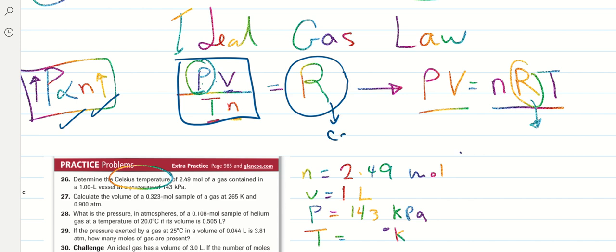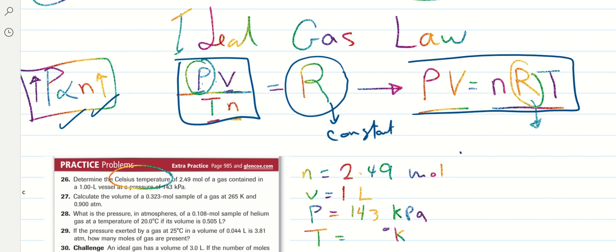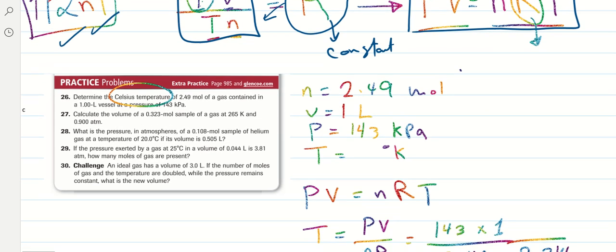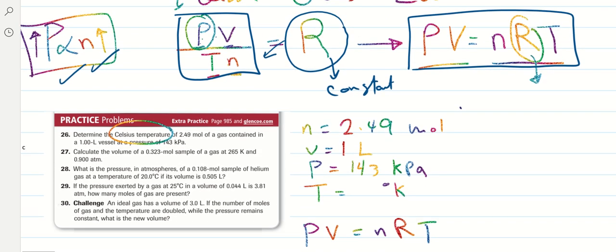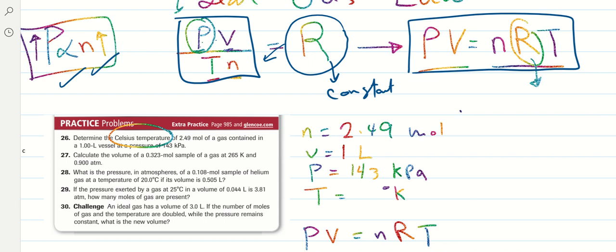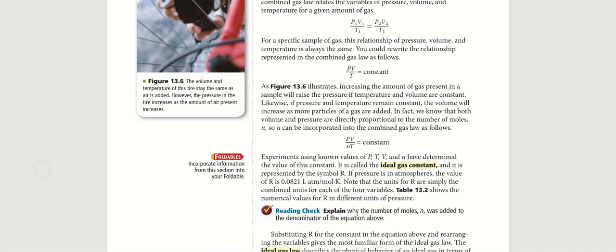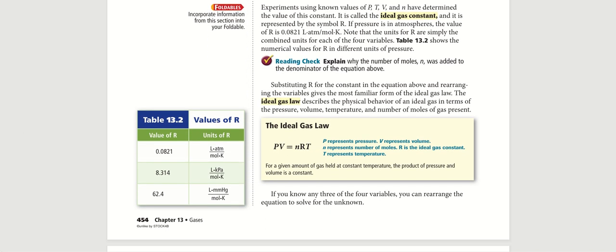This is a constant number. I can rearrange it into a straight line like this. So it will be PV, by cross multiplication, equal to nRT, where R is a constant. R is a constant, but it has different values. These are the values. So what do the values differ according to?